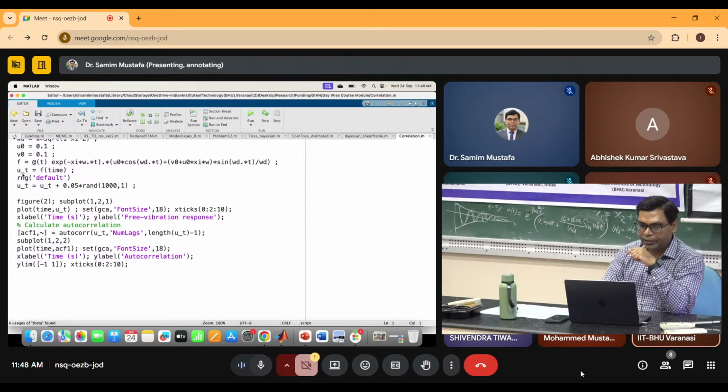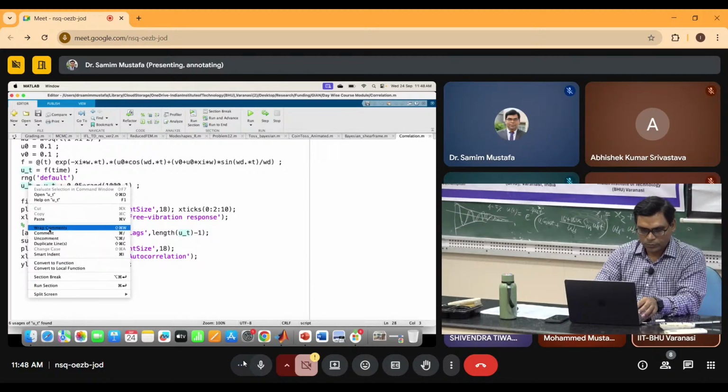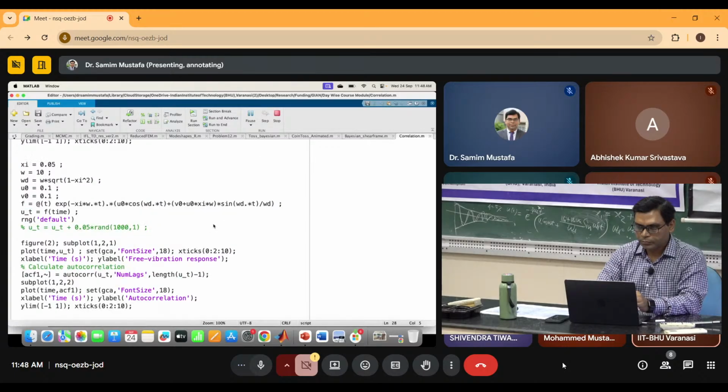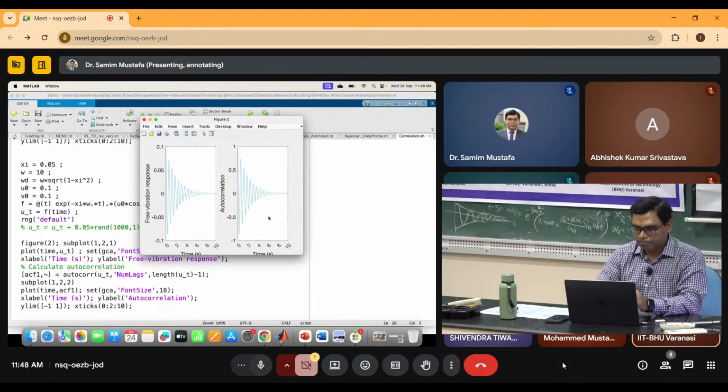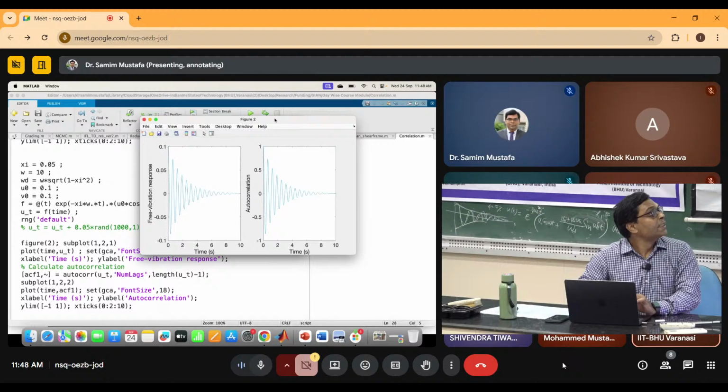Then you add noise, but first you check without adding the noise. What is the result? Let me run this. Is it visible to you? You see, this is the free vibration response.